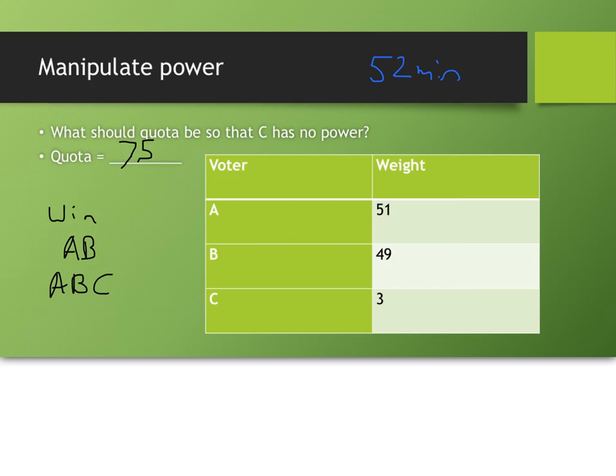All right? And that's what you kind of have to ask yourself when you're trying to manipulate these things. It's saying, well, what could the quota be so that if C is ever dropped off, it's not going to matter. Again, if you're trying to give C no power.